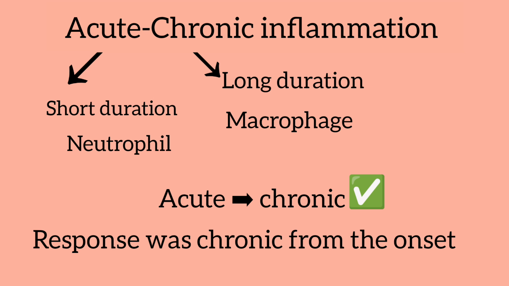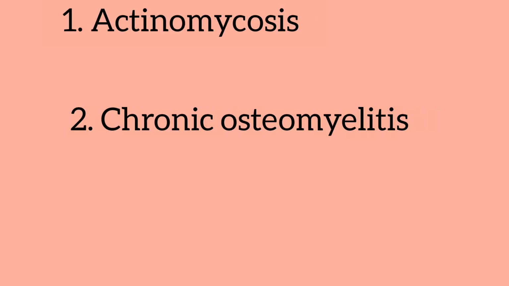So neutrophils can sometimes be seen in chronic inflammation. They're the main cells that are seen in acute inflammation, but that does not mean that they are only seen in acute inflammation. These cells, like the neutrophils, are the main cells of acute inflammation, but you still see them in cases of chronic inflammation, especially in this type, the acute chronic, where it is progressing from the acute to the chronic. Examples of such diseases are actinomycosis and chronic osteomyelitis.